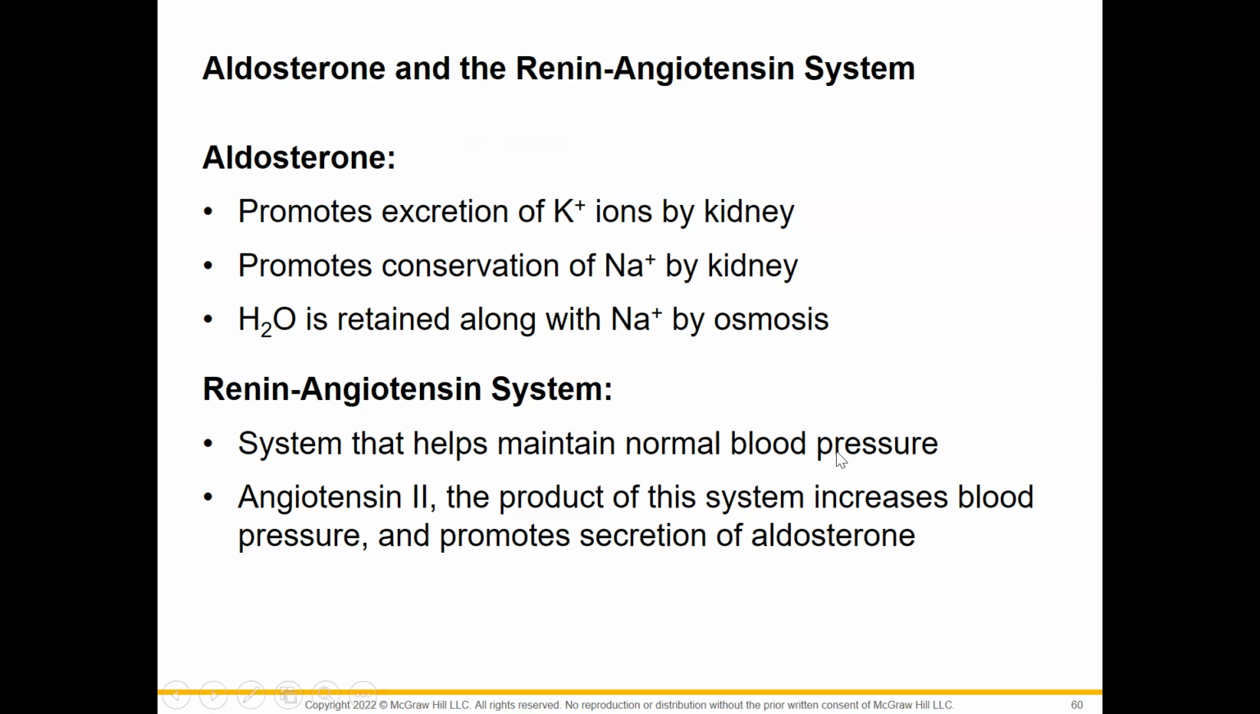So again, if your blood pressure drops for whatever reason, you will produce more angiotensin 2 that will then promote more aldosterone production that will then cause the kidneys to retain sodium so that then your kidneys will retain more water, which will then in turn increase, to hopefully normalize your blood pressure.